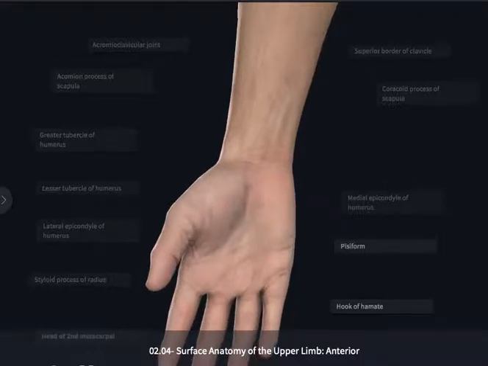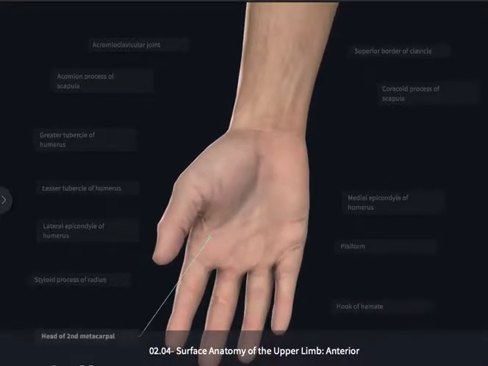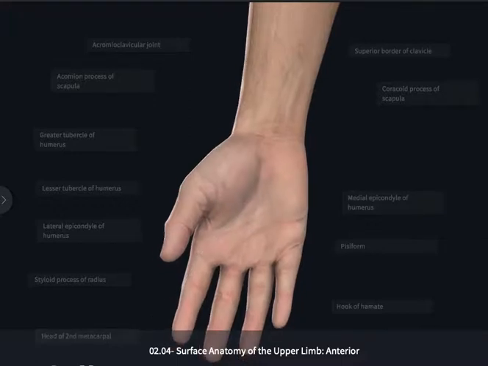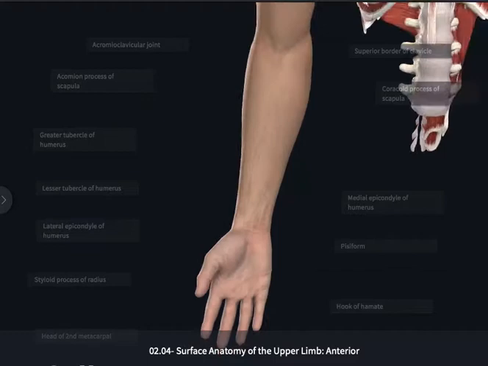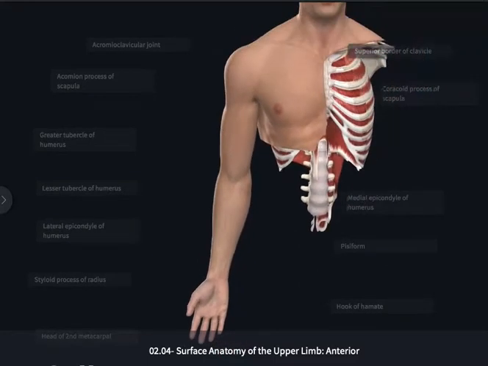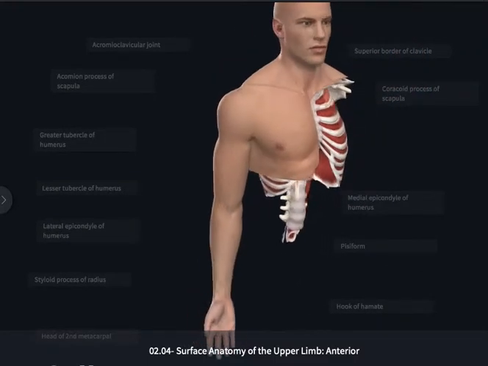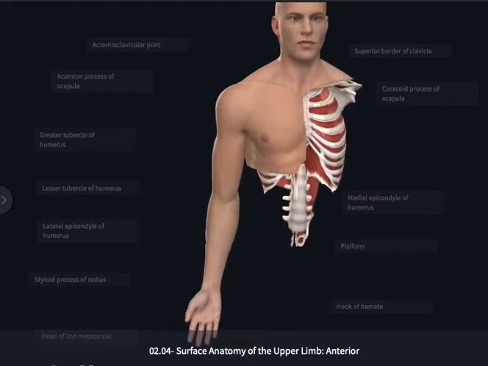Typically, we're also able to palpate the heads of the different metacarpals on the palmar aspect of our hand. And you can also use the proximal and distal ends of the phalanges to palpate through the different joints of the hand. So surface landmarks and surface anatomy are going to be a useful tool for the physician to help diagnose underlying clinical issues.